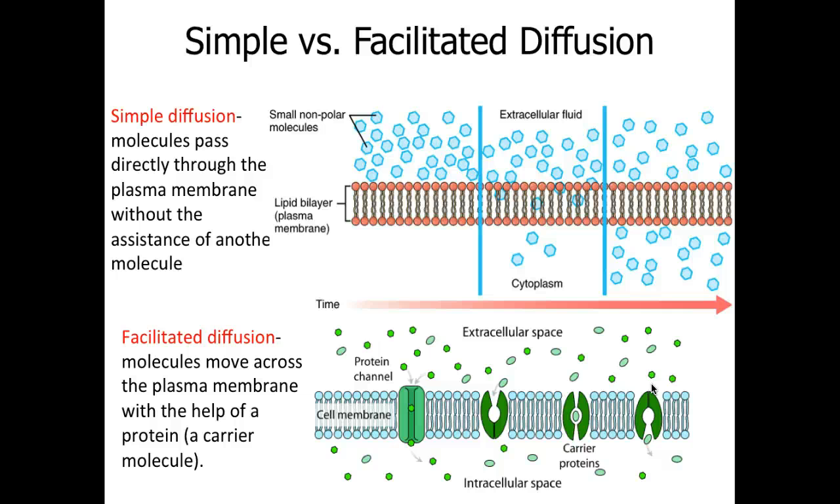With simple diffusion, molecules are going to pass directly through the plasma membrane. They're not going to need any assistance, and they're not going to need any energy. With facilitated diffusion, the molecules are still going to be moving across the plasma membrane. They're still not going to require any input of energy, but they tend to be too large or too oddly shaped to fit through the plasma membrane by themselves, and are going to rely on one of the transport proteins or carrier proteins to enable passage of the molecule through the plasma membrane.